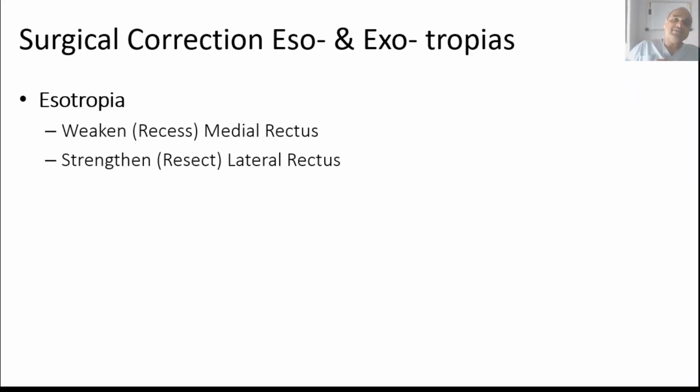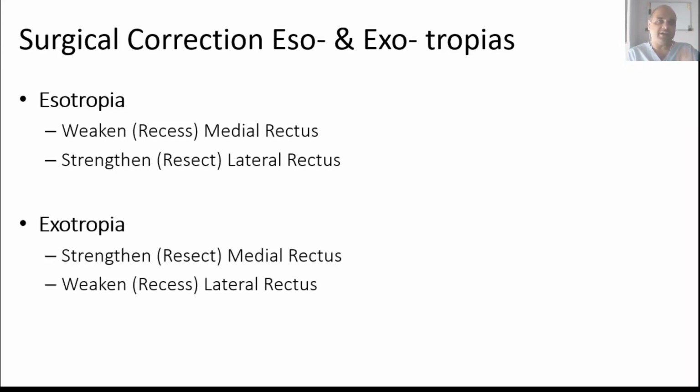At the same time, I can strengthen the lateral rectus, which would tend to pull the eye outwards. And since the eye is rotated inwards, we want the eye to be pulled outwards. So as I said, these muscle procedures are simply realigning the forces applied by these muscles onto the eyeball. So if the eye is turned inwards, we weaken the medial rectus, strengthen the lateral rectus.